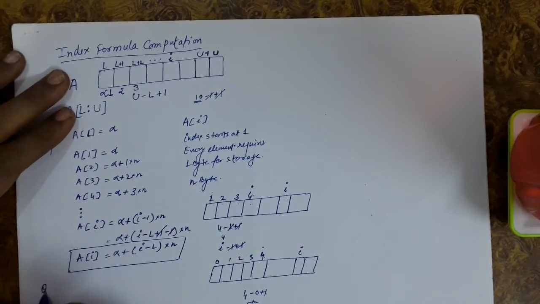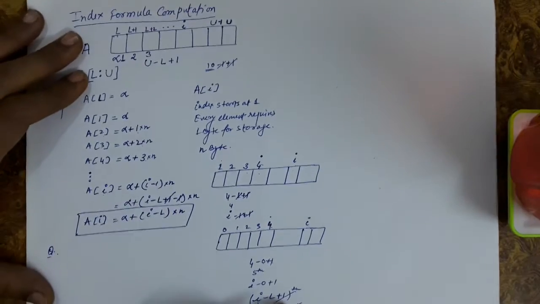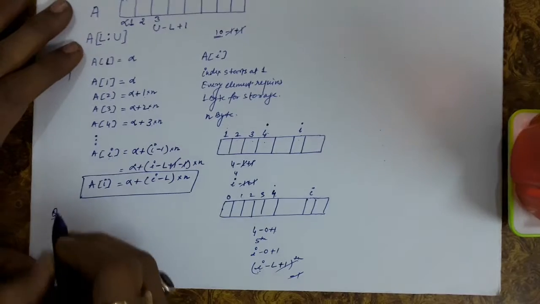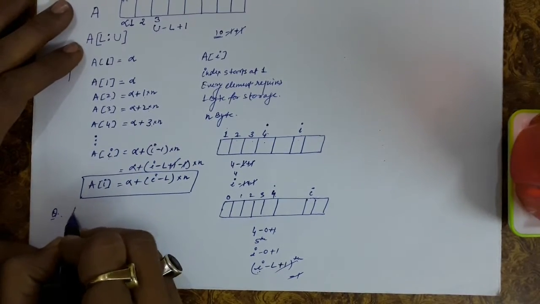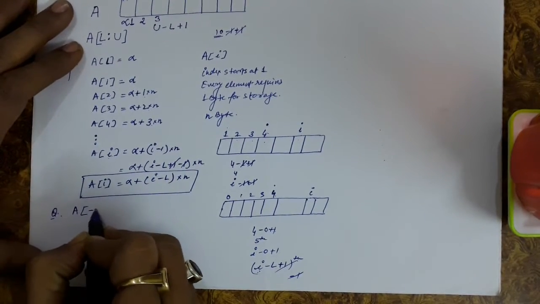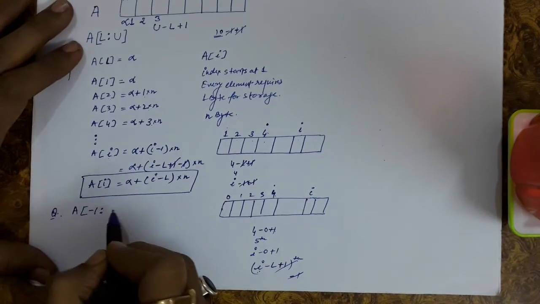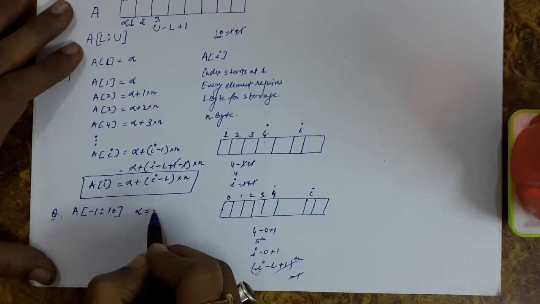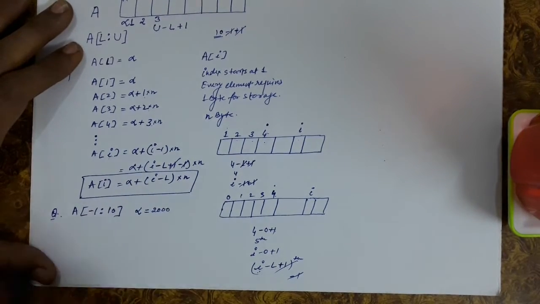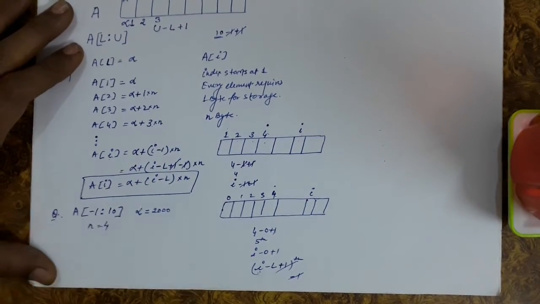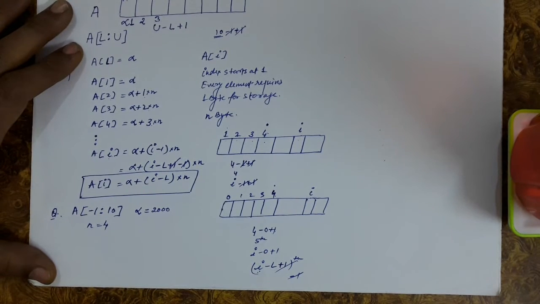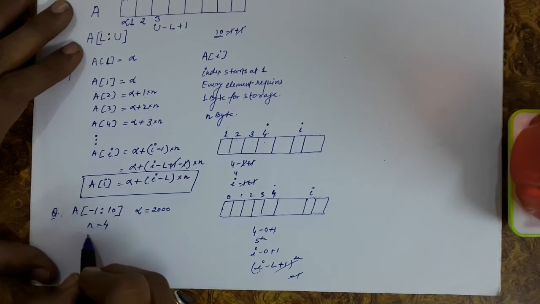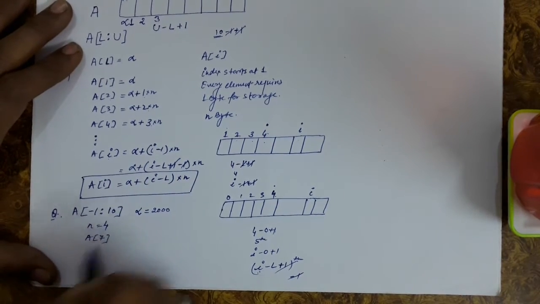Now let's take a numerical question. Say there is an array which has the first index as minus 1 and the last index as 10. Let's say the address of the first element is 2000. Every element, let's say, requires 4 bytes for storage. Then we have to find out the address of the 7th element, A7.